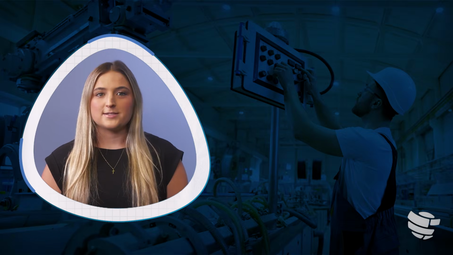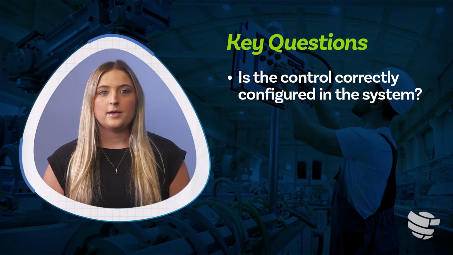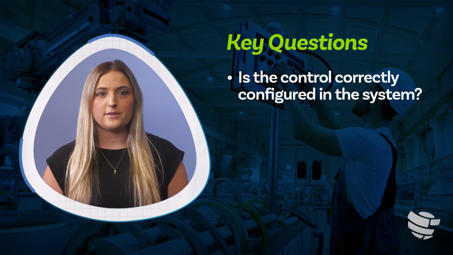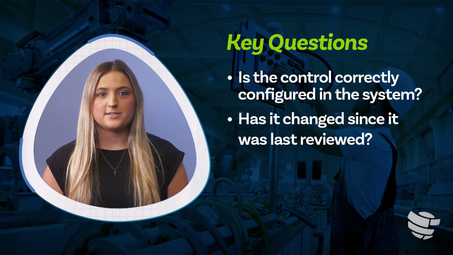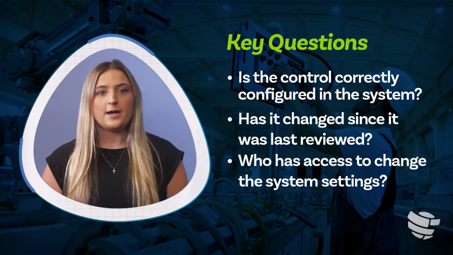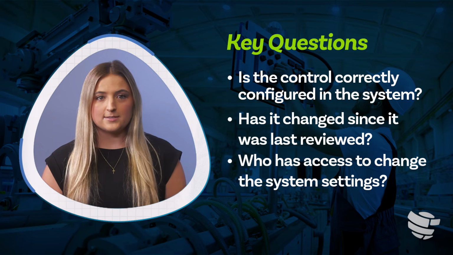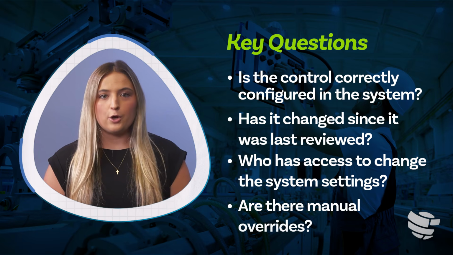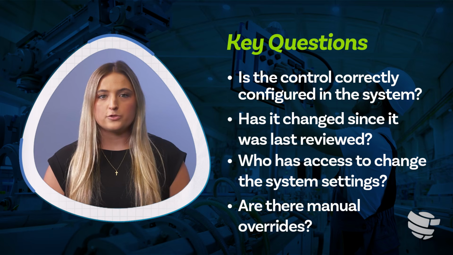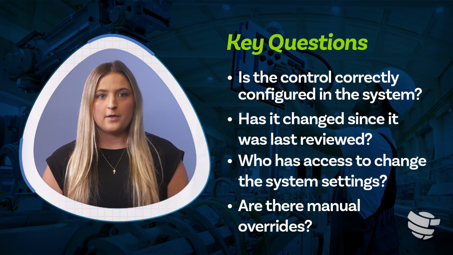When you're auditing a process with automated controls, there are four questions you want to answer. Is the control correctly configured in the system? Has it changed since it was last reviewed? Who has access to change the system settings? And are there manual overrides, and if so, are those overrides monitored? The last one is especially important.